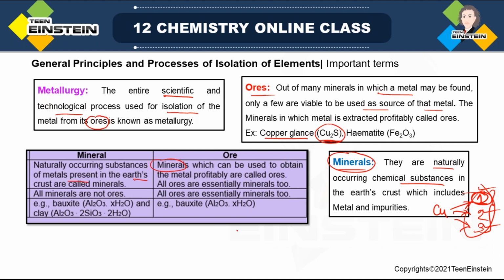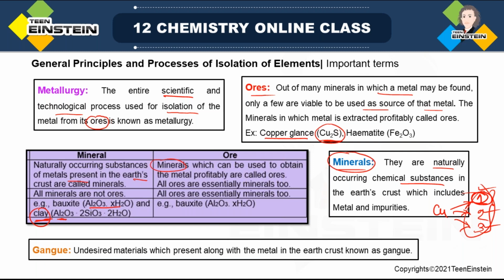Remember this. Here we have some examples: bauxite and clay. See, bauxite, main component Al2O3·xH2O and obviously some impurities. So bauxite is containing mainly aluminium oxide, so we can extract aluminium from this oxide. And there is another mineral which is also containing aluminium, but we do not use clay for extraction of aluminium. That means the process will not be profitable and cost effective. So clay and bauxite both are minerals of aluminium, but we cannot call the latter one an ore. Ore is only bauxite because the extraction of aluminium from bauxite will be profitable, not from clay.